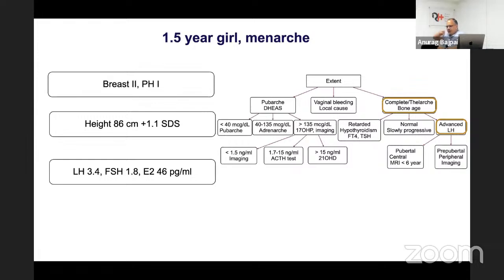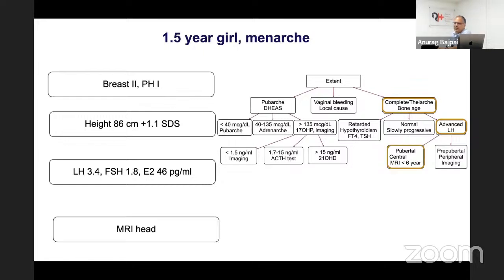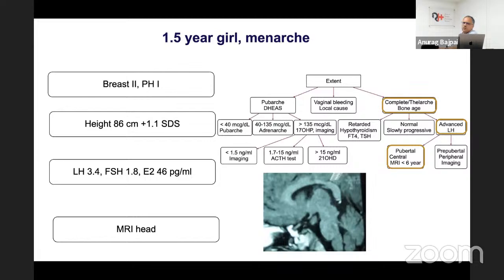If you remember Alapan's case, the LH was 0.6. The previous case, which we talked about, isolated thelarche, the LH was undetectable. So this is significant. If you have this sort of a level, organic pathology becomes likely. High LH means organic pathology and you need to do an MRI in this regard. So you will have a hypothalamic hamartoma.